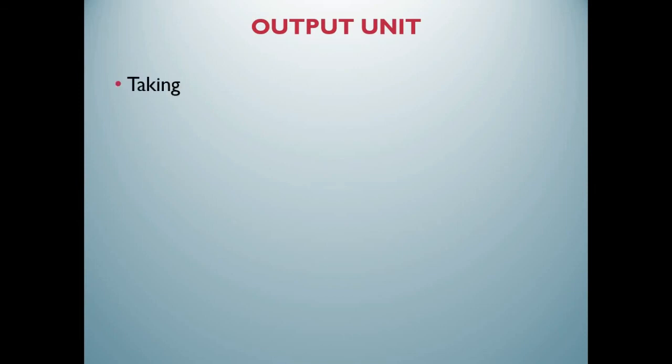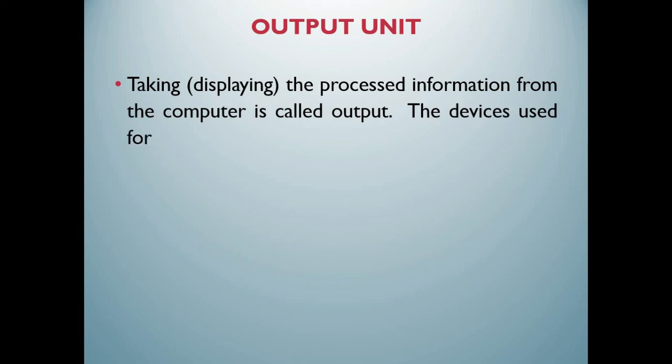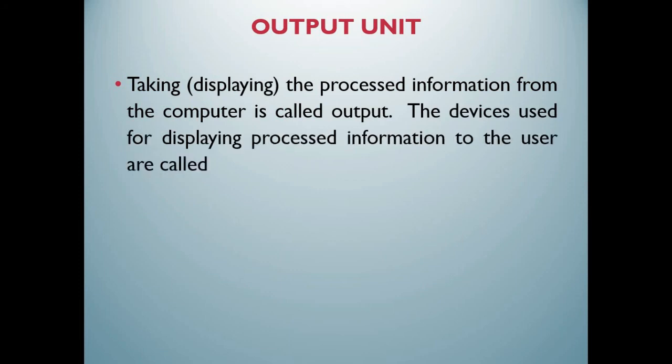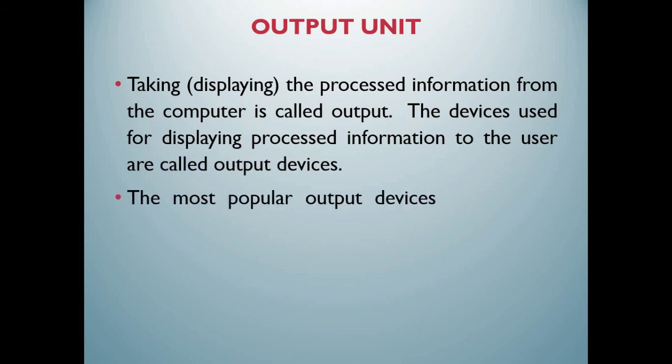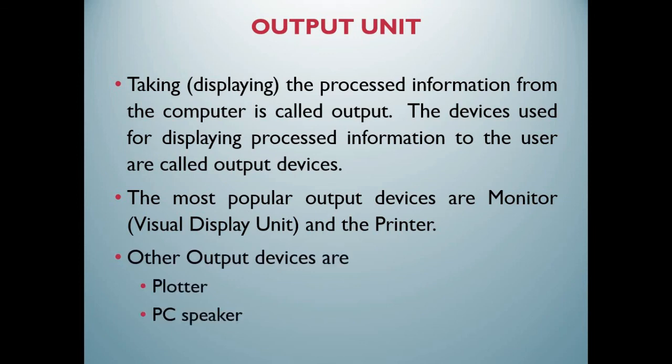Next, coming for output unit, displaying the processed information from the computer is called as output. These devices used for displaying processed information to the user are called output devices. The most popular output devices are monitor, which is also called as visual display unit, and the printer. The other output devices are plotter and speakers.